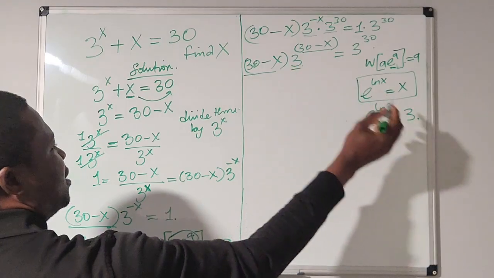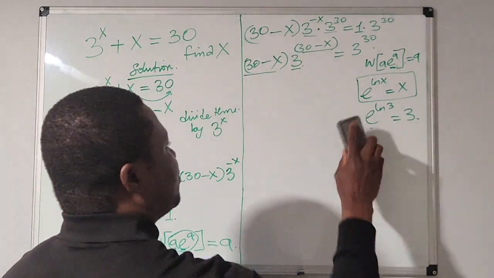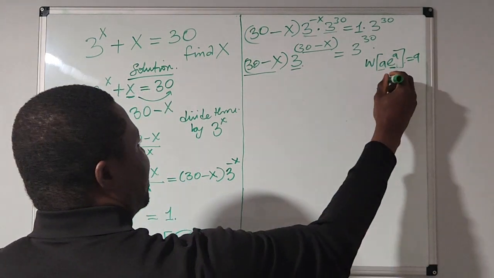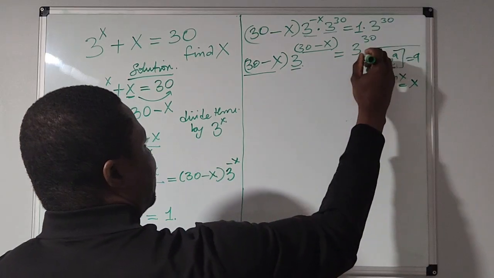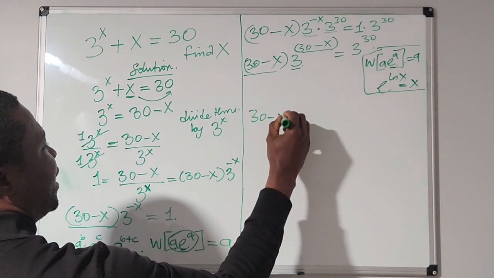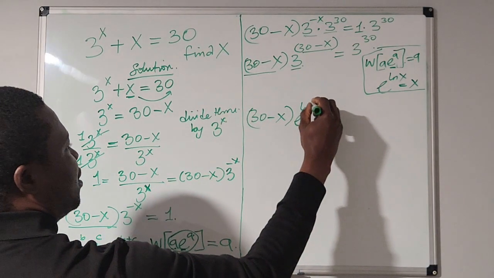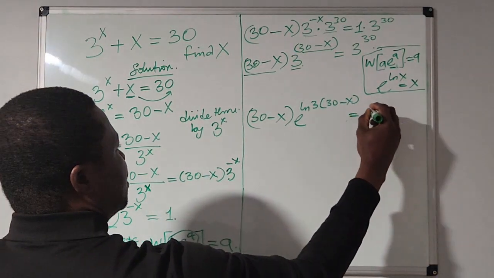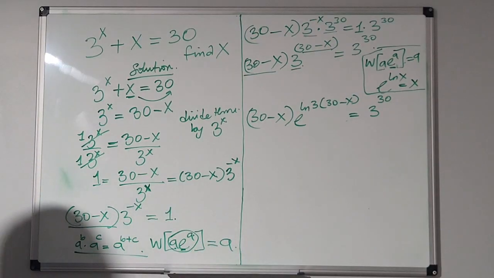So let's replace 3 by e raised to power ln 3. Let's leave this formula here. So we have 30 minus x, e raised to power ln 3, 30 minus x equals 3 raised to power 30.